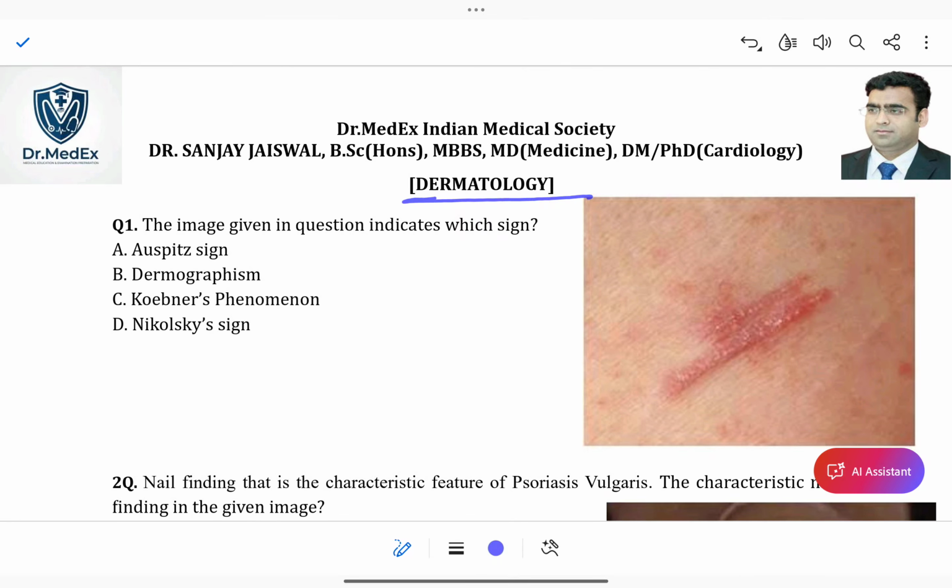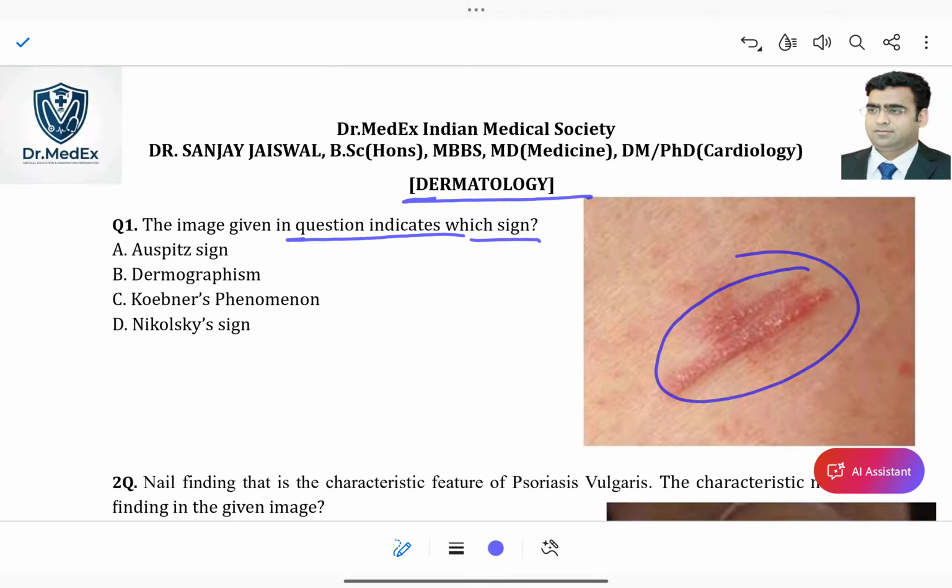Question number 1. The image given in the question indicates which sign? Option A, Hospit sign. Option B, dermographism. Option C, Kovner phenomena. Option D, Nikolsky sign. Please tell me. Not A, Hospit sign. No, it's not possible.